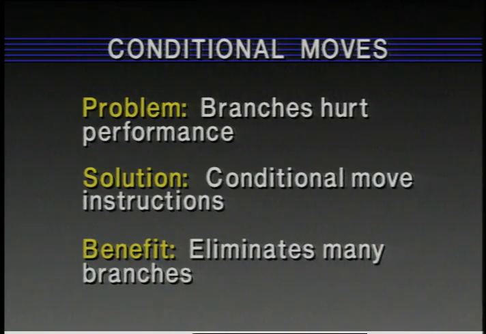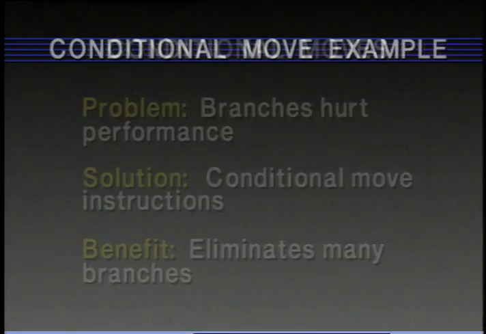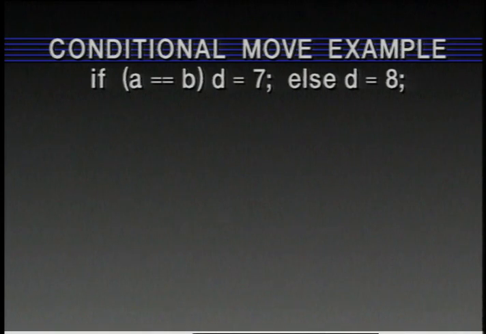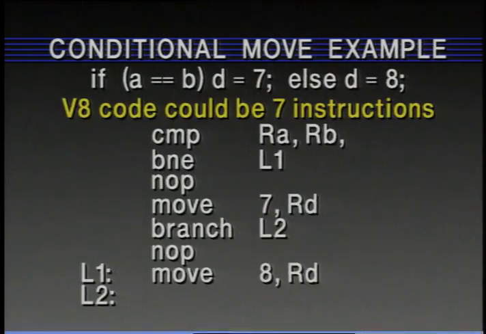Let me give you an example of how this would work. Again, if we had a piece of C code that said, if A is equal to B, then D gets 7, else D gets 8. For the old version 8 SPARC code, this might come out of the compiler as a series of 7 instructions where we do a compare, we do a branch around if that value is not the initial tested way. We can assign the value 7 one way, otherwise we branch around and we assign the value of 8.